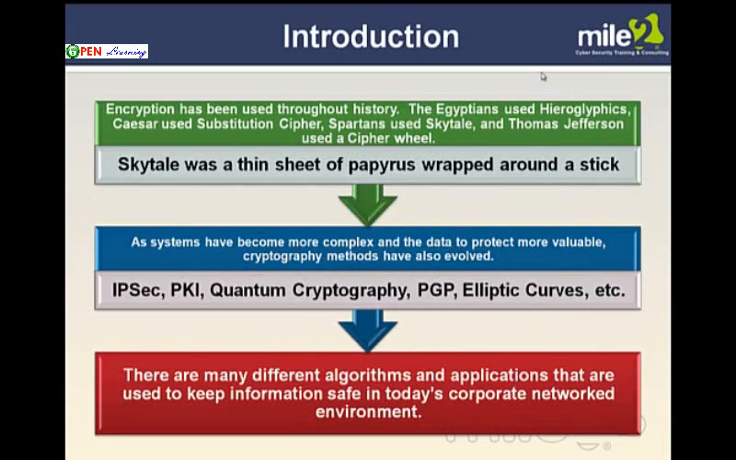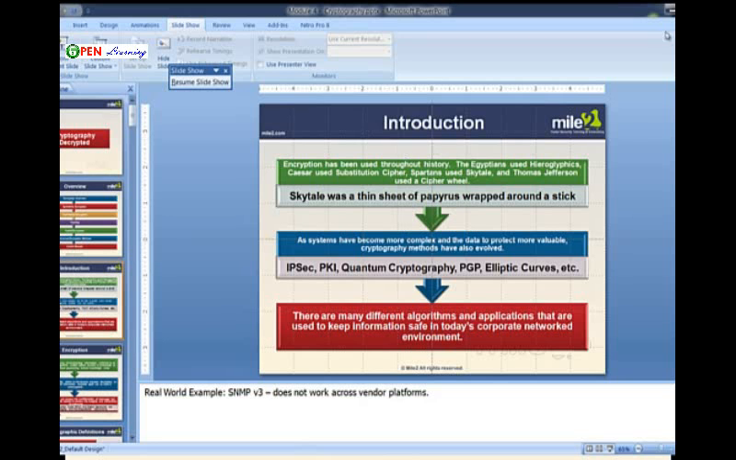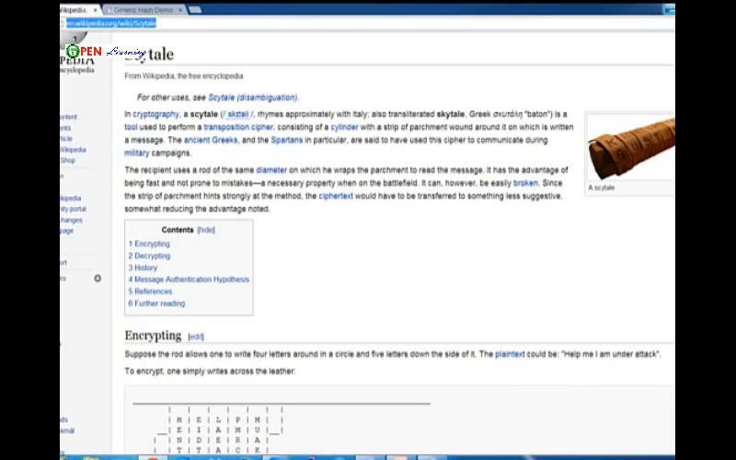Encryption has actually been around throughout history. The Egyptians used hieroglyphics, Caesar used substitution ciphers, and the Spartans even used a scytale, however you want to pronounce it, that was actually a thin sheet wrapped around a stick, effectively. Here on Wikipedia, it shows a picture, and we can see that the rod has to be the correct diameter, otherwise the letters will not line up, and that would be very important for you to get the secret message.